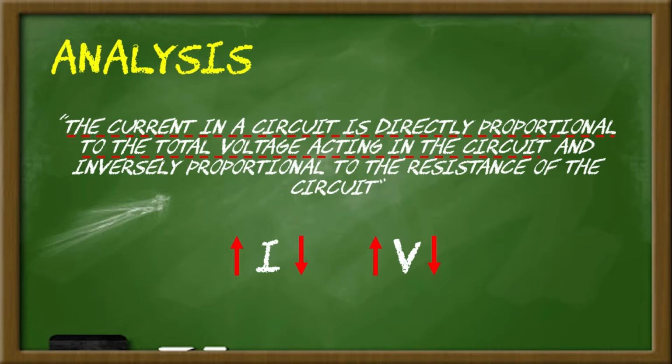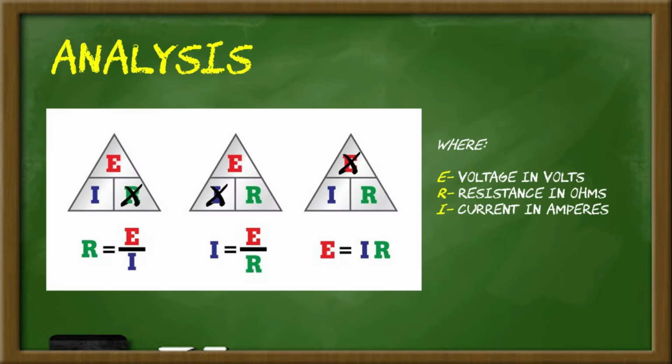Therefore, the current and voltage is equal to each other. However, the meaning of the next statement, that the current is inversely proportional to the total resistance of the circuit, is when the current increases, the resistance decreases. And when the current decreases, the resistance increases. Therefore, the current and resistance is not equal to each other. Having that said, when we combine the whole interpretation of the statement, we can sum it up into like this.